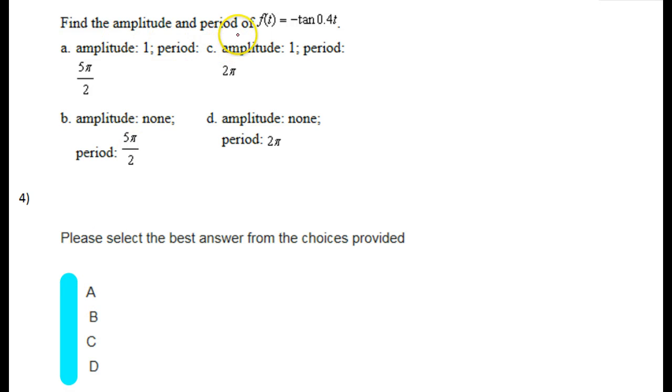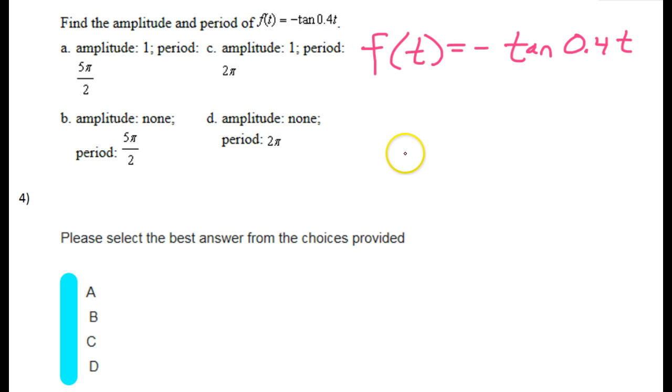Find the amplitude and period of f of t equals negative tangent 0.4t. I'm just going to write this a little bit bigger. F of t is equal to negative tangent 0.4t. If this were a sine function or a cosine function, the amplitude would be 1, because this is a negative 1, and so the amplitude would be 1.